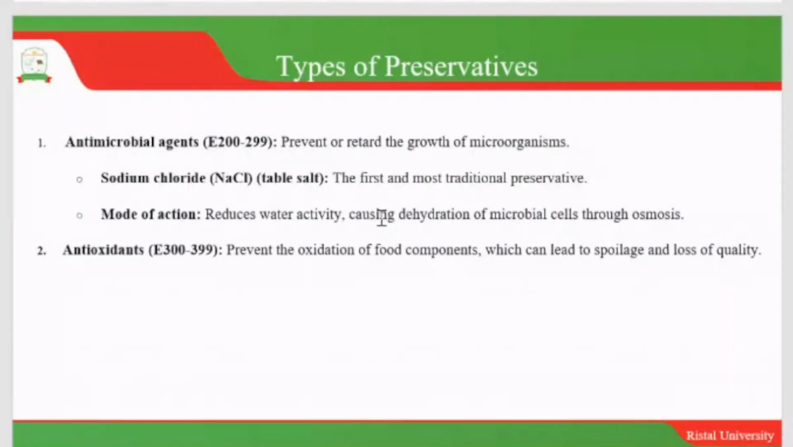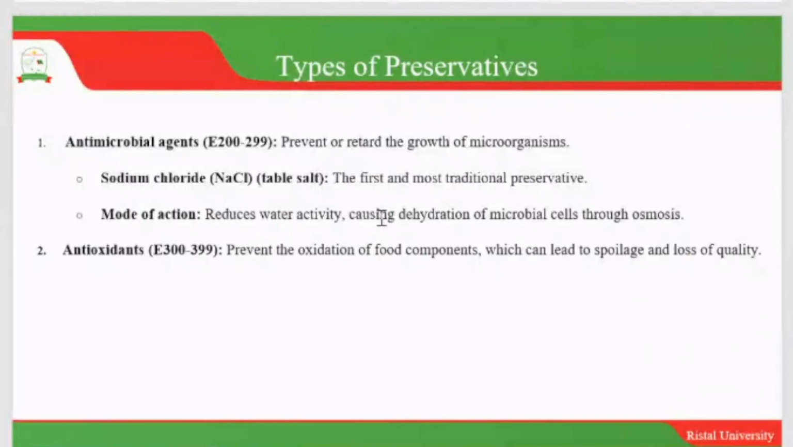For the antioxidants, the E300 and E399, these prevent oxidation of food components, which leads to spoilage and also loss of quality. You remember when we talked about oxidation leading to acidity or giving those off flavors from the fats. So using those antioxidants, we could try as much as possible to prevent that.